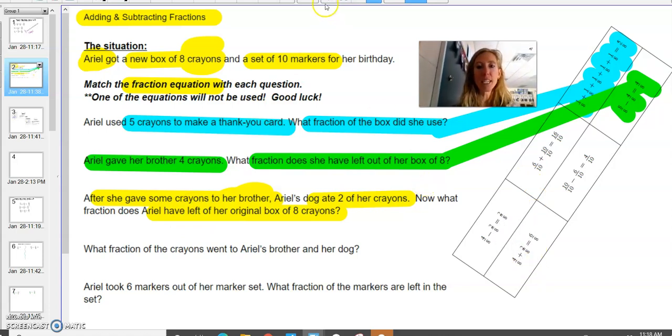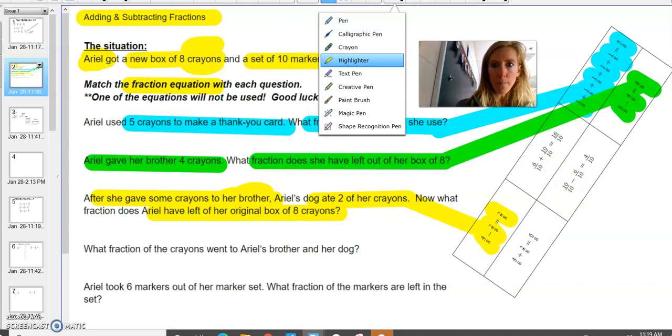So I would need to take my 4/8 of crayons that she had left from her brother, take out now 2 more crayons from the dog. And now she only has 2/8 left. There she is, 2/8. She only has 2. At least she has something. Okay? All right. We're down to 3 equations.